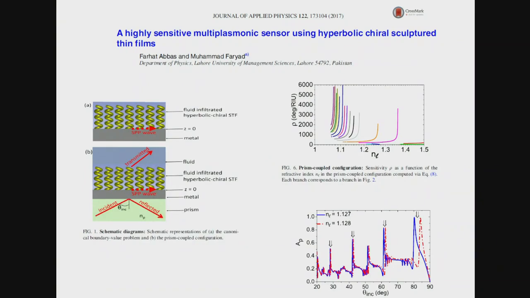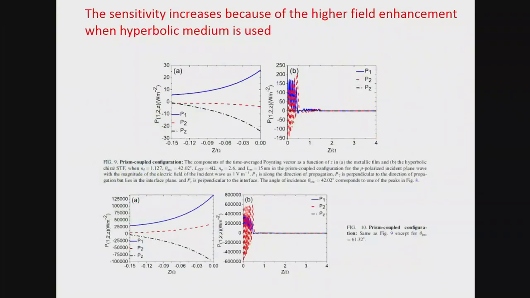For example, a small change in refractive index of 0.001 can shift the peak by 3-4 degrees in the absorption spectrum. And we can see that this enhancement in sensitivity is because the field is highly localized to the interface, even though it's oscillating rapidly. But since the field strength is higher in the hyperbolic film, the sensitivity is also higher.